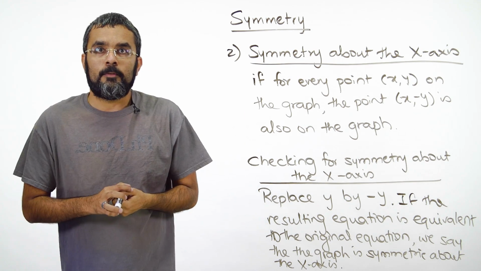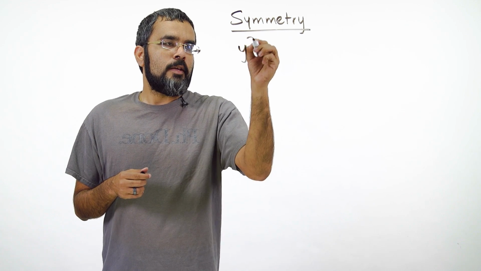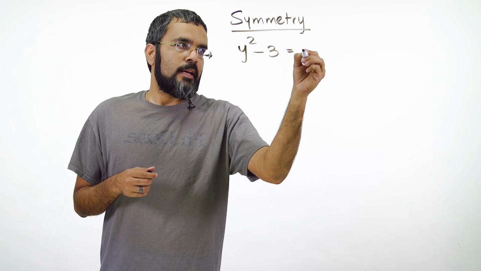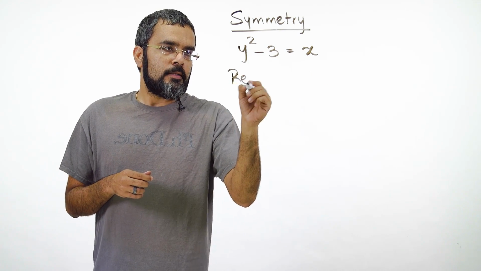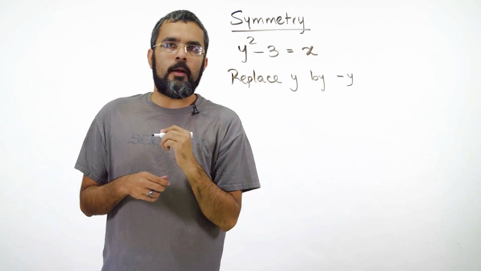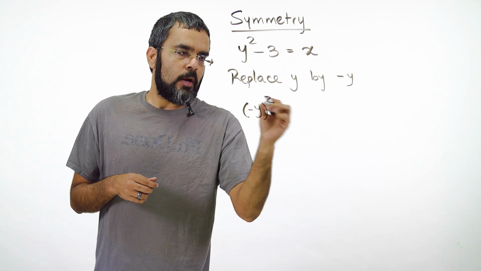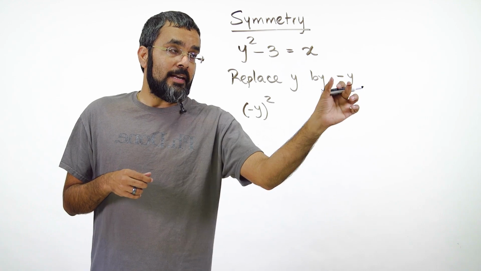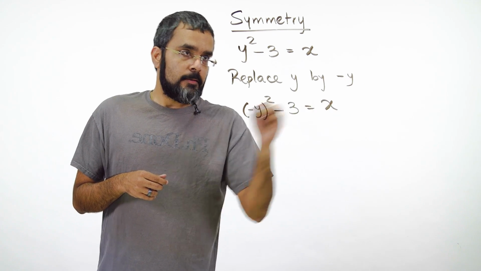So let's try an example. Consider the function y squared minus 3 equals x. Now what I want to do is replace y by negative y. If I do that, I get the quantity negative y, squared. Remember, the negative is also in the parentheses because I'm replacing the entire variable y by negative y. And then minus 3 equals x.